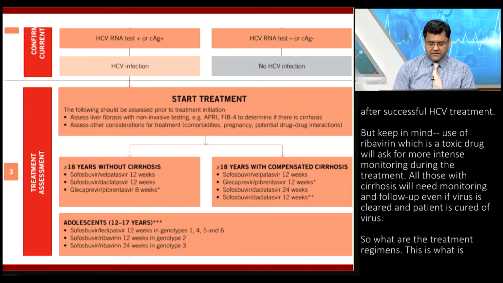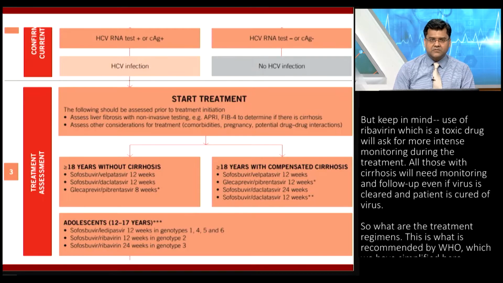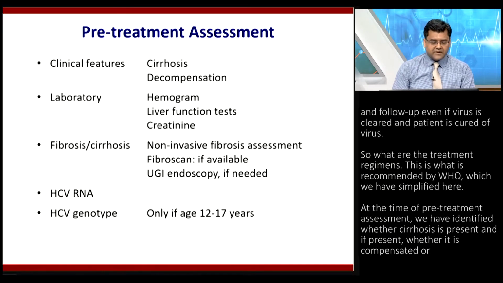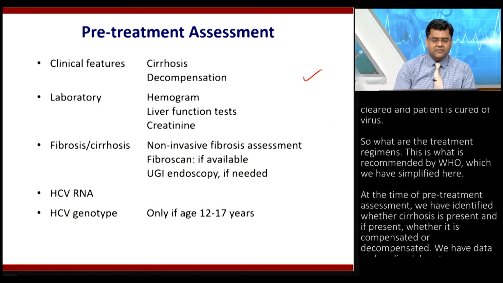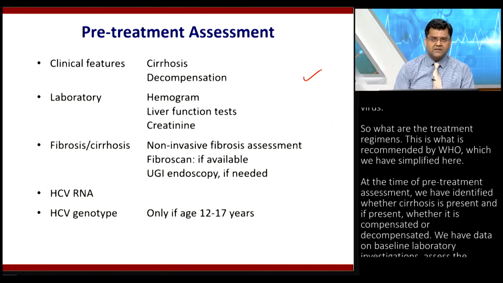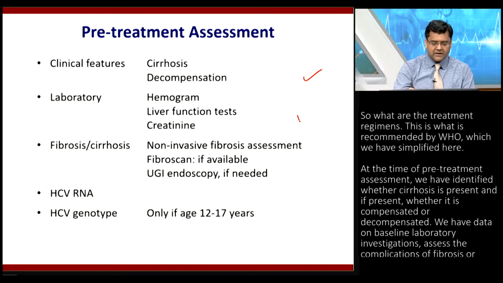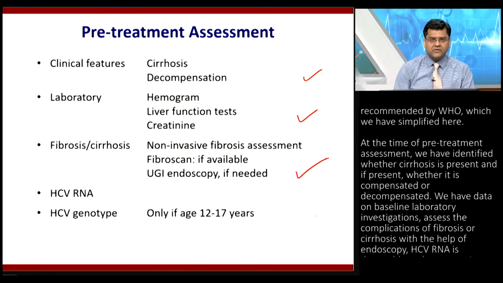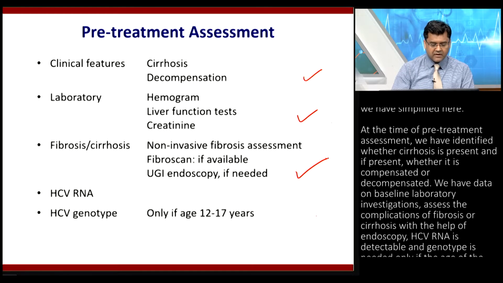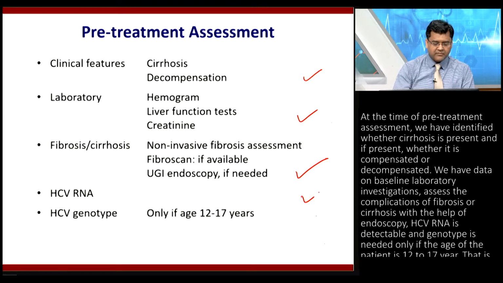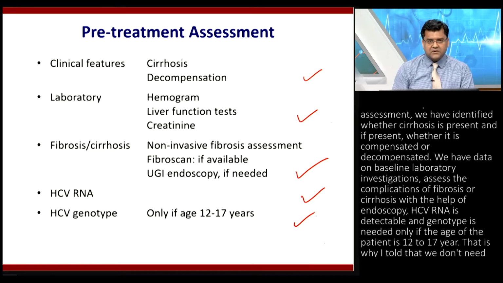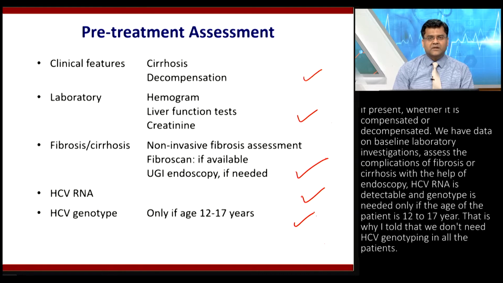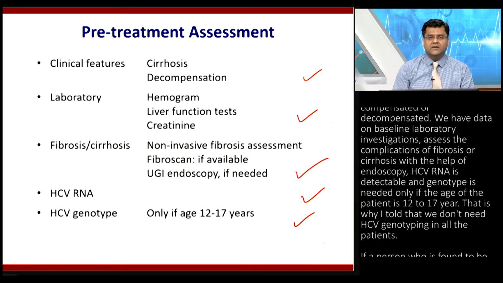So, what are the treatment regimens? This is what is recommended by WHO, which we have simplified here. At the time of pre-treatment assessment, we identify whether cirrhosis is present. If present, is it compensated or decompensated? We have data on baseline laboratory investigations, and assess the complications of fibrosis or cirrhosis with the help of endoscopy. HCV RNA should be detectable, and genotype is needed only if the age of the patient is 12 to 17 years. That is why I said that we do not need HCV genotyping in all the patients.